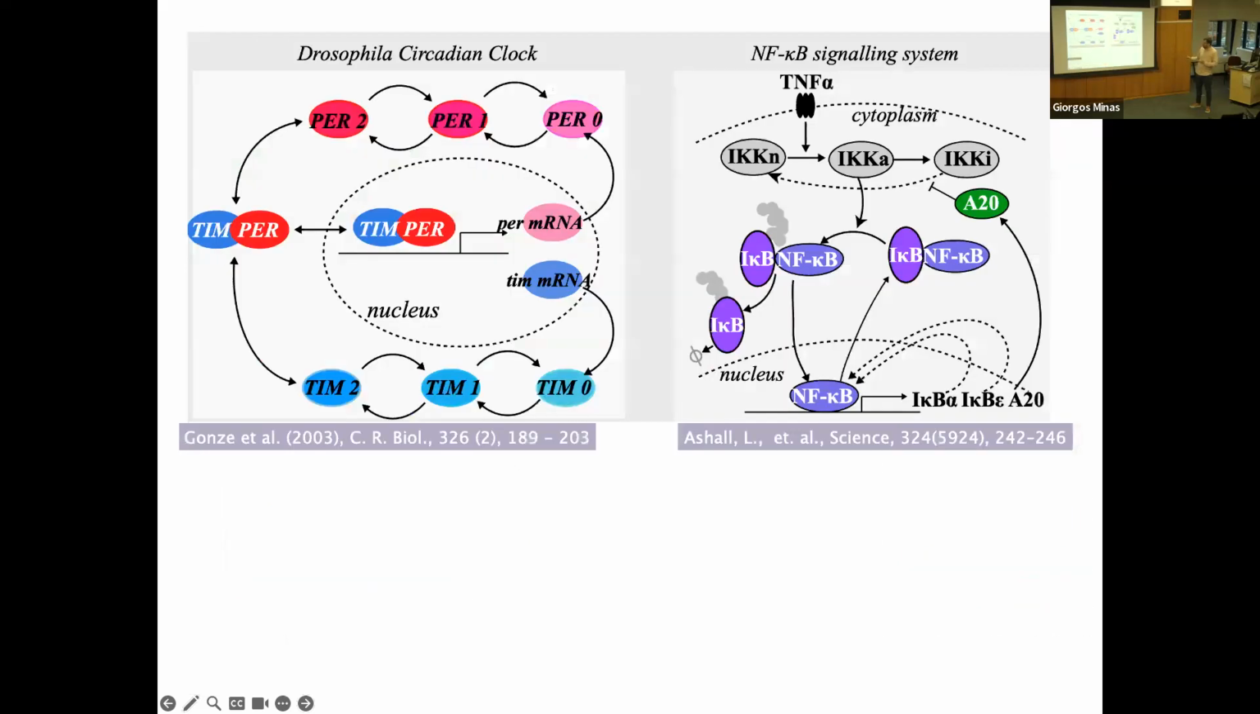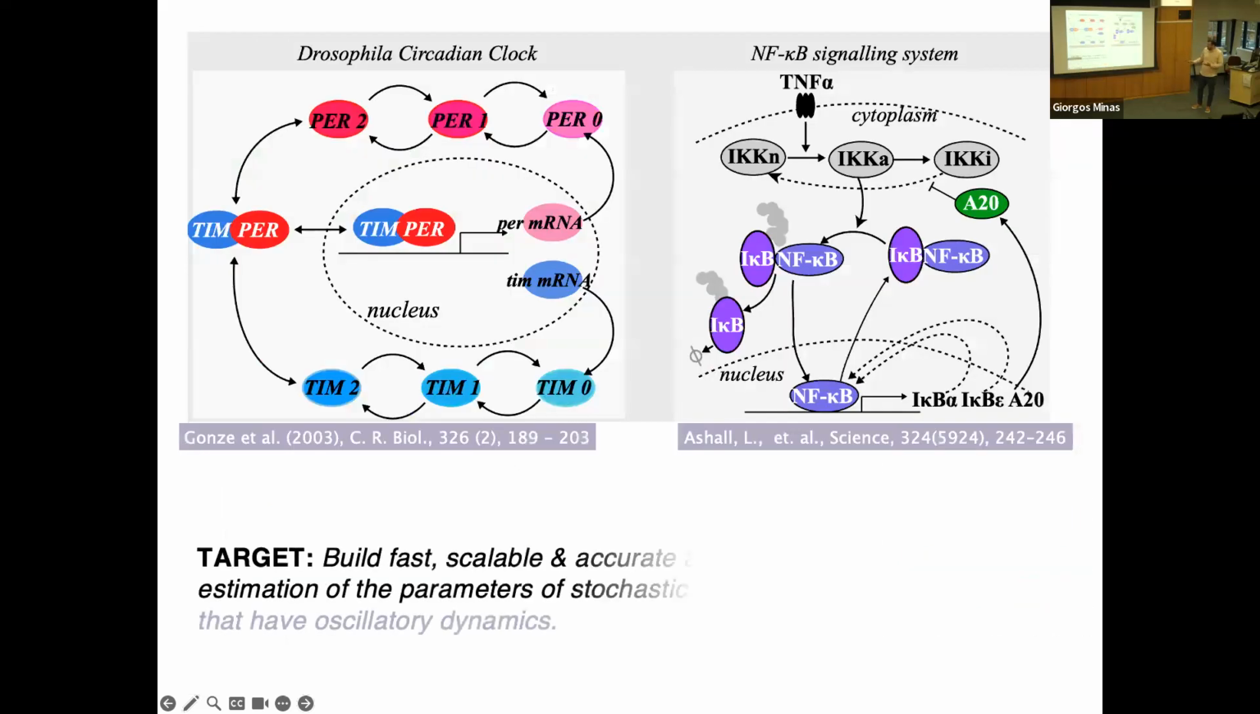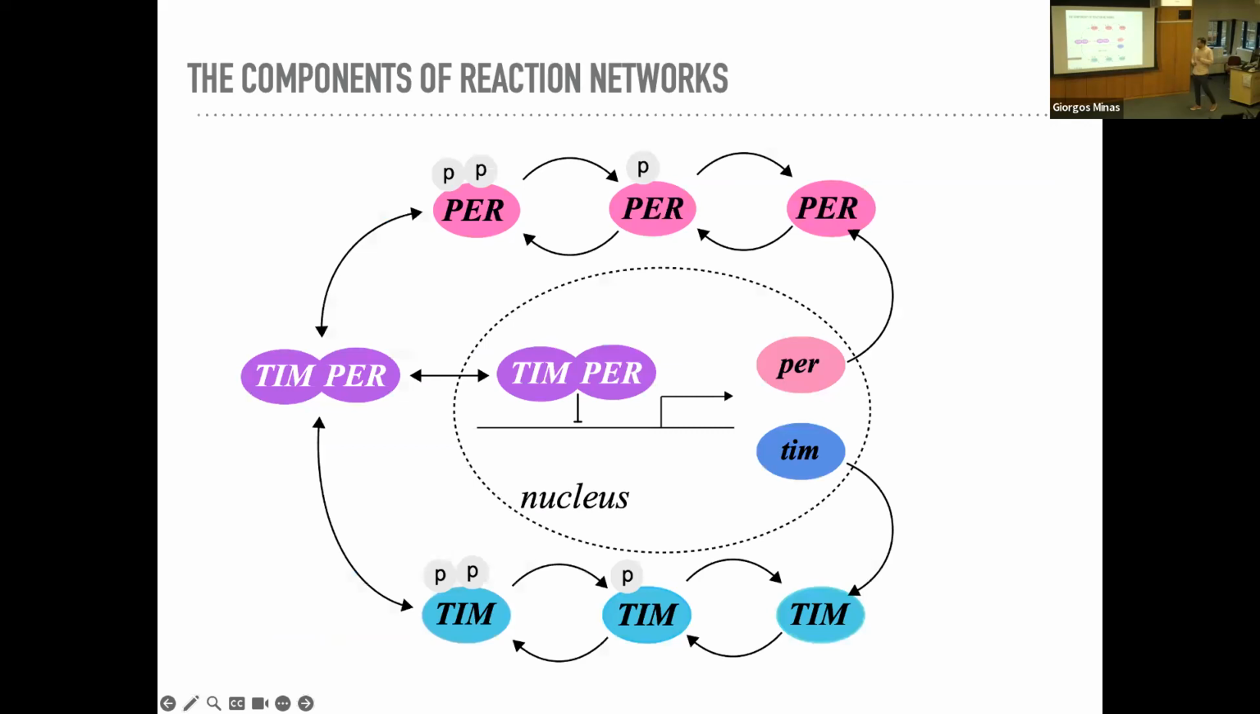So the general target for these models is to build models, simulation algorithms and inference algorithms that would be accurate, giving a good description of what's happening in the cell, but at the same time computationally fast for doing inference, so that they can apply to these large systems that we're studying. So that's the general purpose of this.